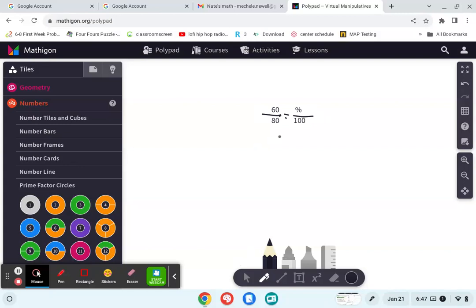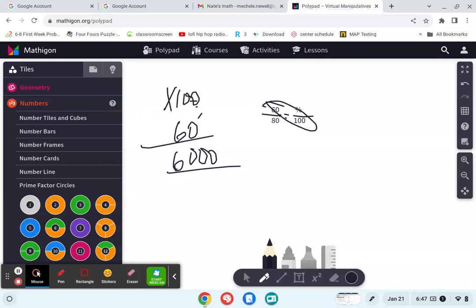So then I would do 60 times 100, remember? So that would be 60 times 100. And that's going to be 6 and 1, 2, 3 zeros. And then I'm going to divide that by 80. So that'll be 6,000 divided by 80. And that is a total of 75. So this answer here is 75%.